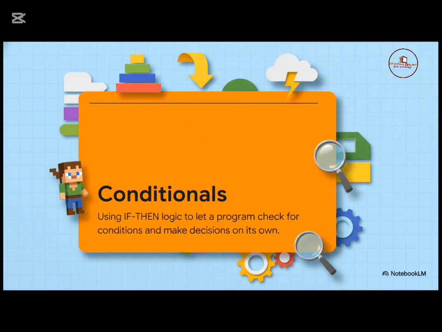Conditionals are just if-then statements that let the program check if something is true. Is the player touching a wall? If yes, then do this. This is how you build rules, how you create challenges, and how you set goals in a game.